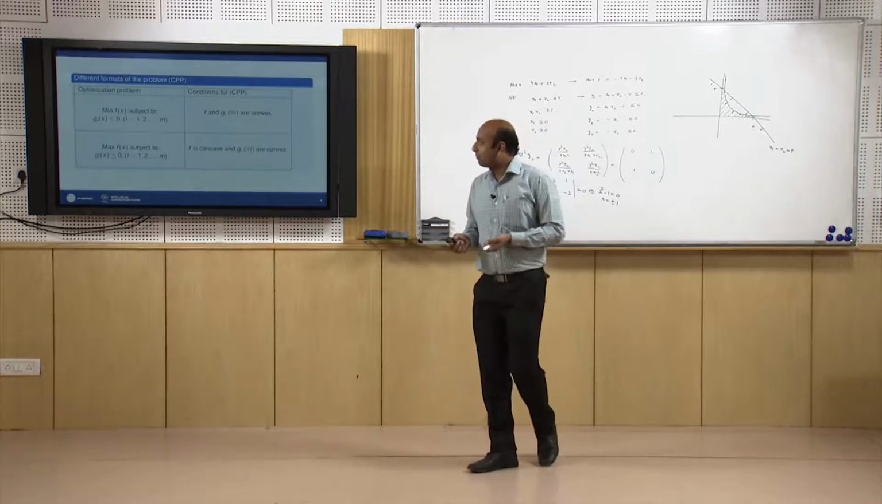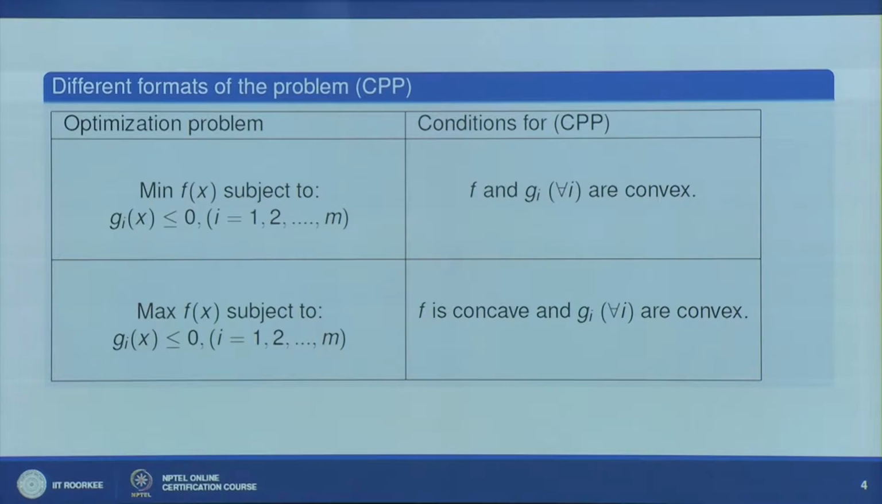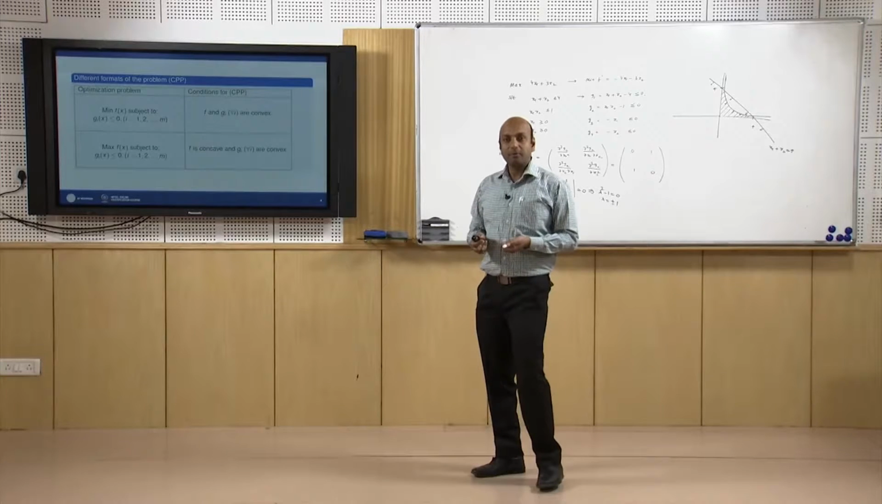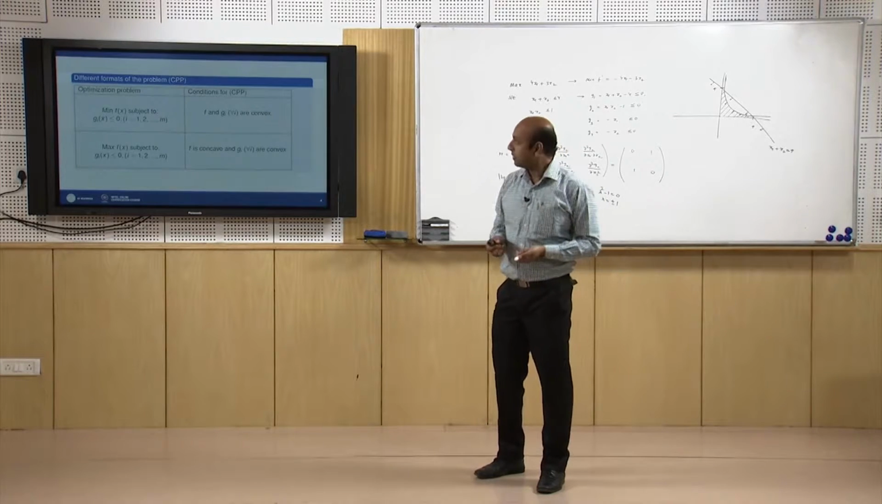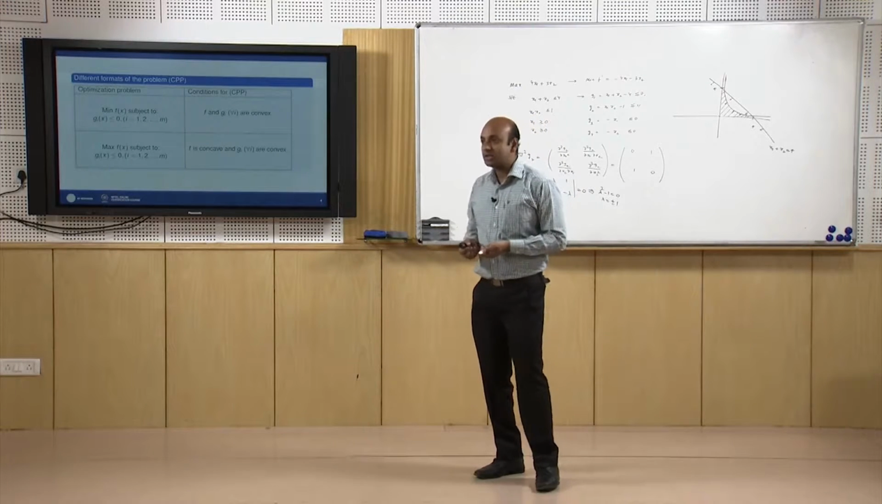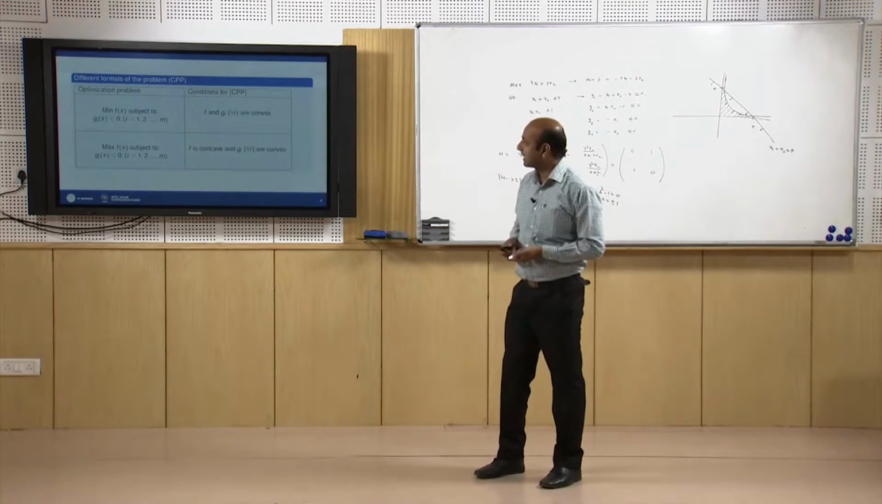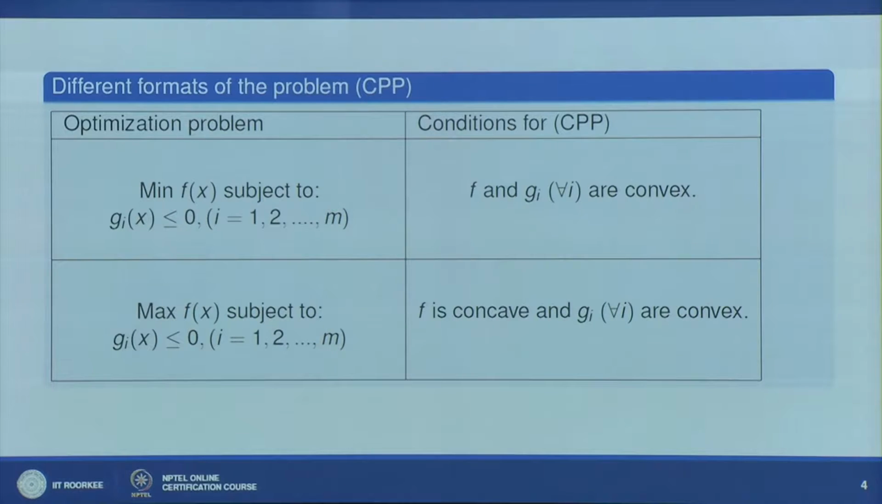Now, we have different formats of convex programming problem. Let us see. The first format we have already discussed, that is a minimizing type function subject to all constraints of less than or equal to type. This will be a convex programming problem if function f and all gi's are convex. The second type, if the objective function is a maximizing type and all constraints are less than or equal to type, then it will be a convex programming problem if the function is concave and all constraints are convex.